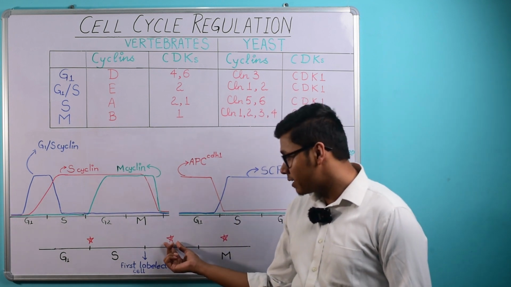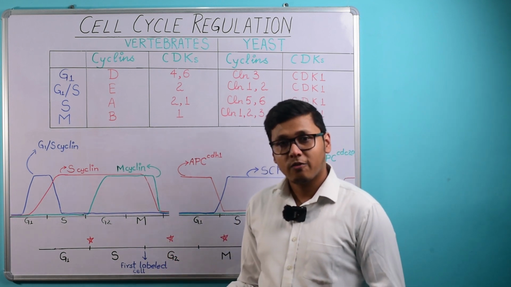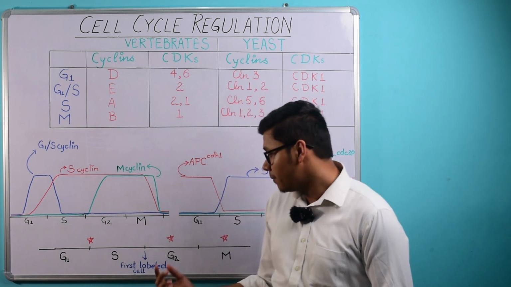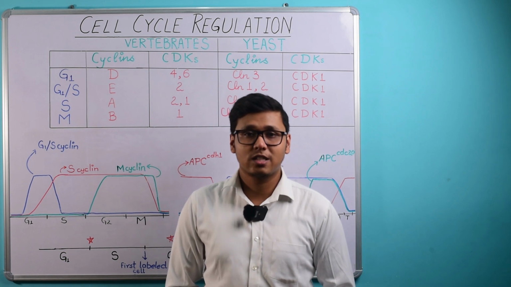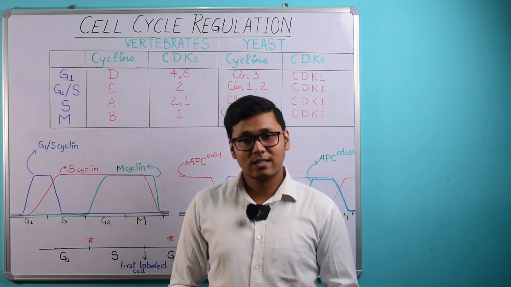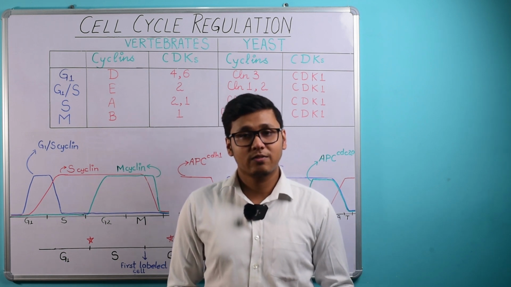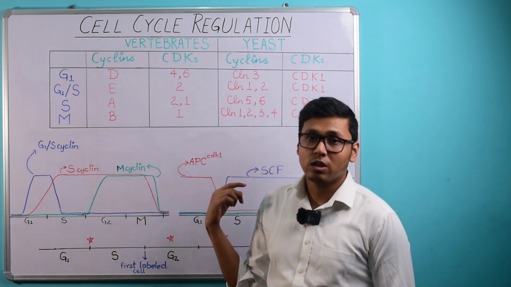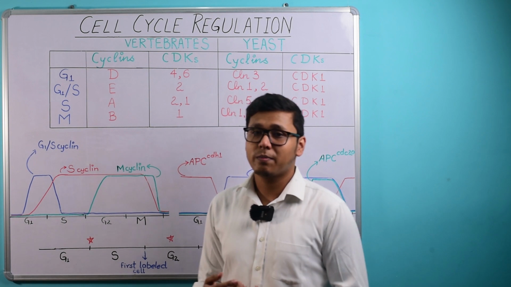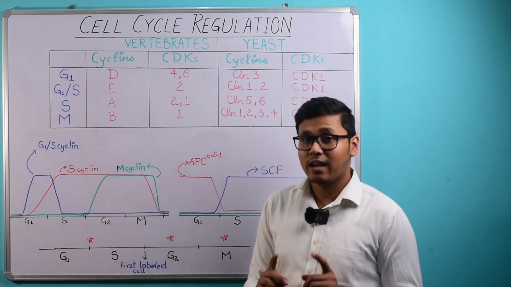The second crucial point in the cell cycle is in the G2 phase, where the repair mechanism takes place. See, the G2 phase comes after the S phase, where DNA replication is taking place, and if there are some errors or mistakes in the newly synthesized DNA, this DNA is going to be passed to the daughter cells.